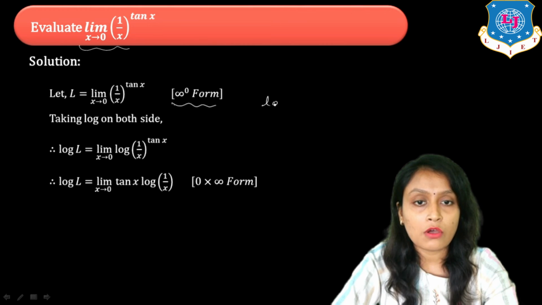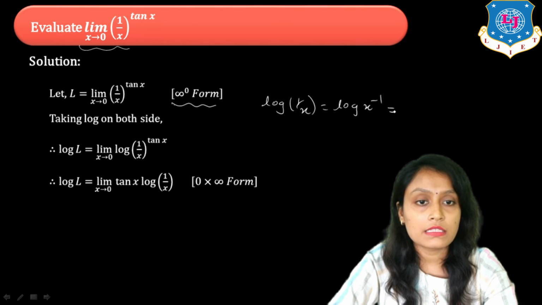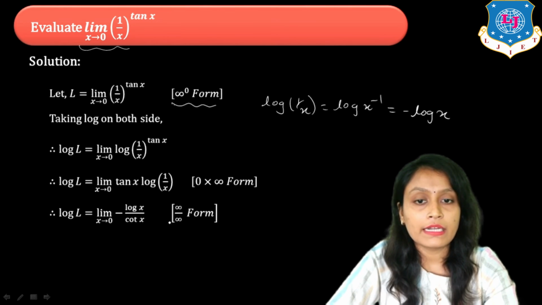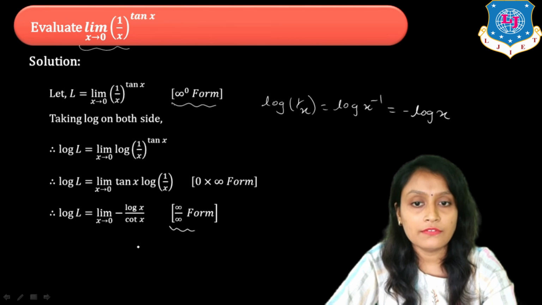Now we know this log 1 upon x we can write as log x raised to minus 1. Okay, and this can be written as minus log x. So we will write this log 1 upon x as minus log x and bring this 10x in the denominator. So you will get cot x. Now substitute the limit. So you will get the form infinite by infinite.